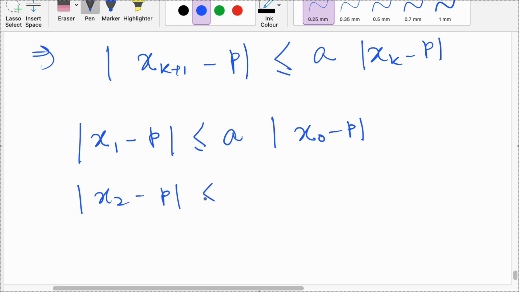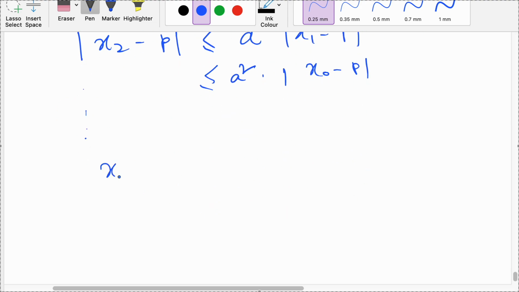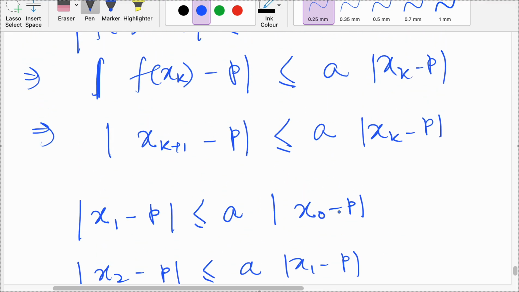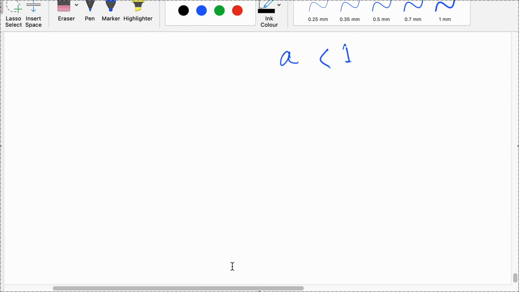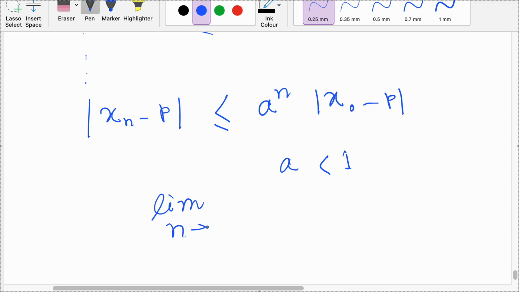Now in the second iterate, |x2 - p| will be less than or equal to a|x1 - p|, and since we know |x1 - p| is less than or equal to a|x0 - p|, it will be a squared times |x0 - p|. Continuing in this way, |xn - p| is less than or equal to a^n |x0 - p|. Since f prime of p is less than 1, a is less than 1, and we know the limit as n tends to infinity of a^n is 0 if a is less than 1.